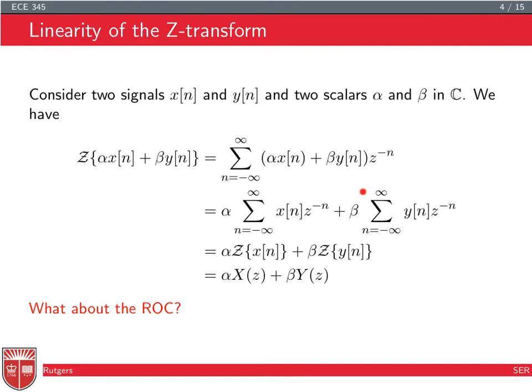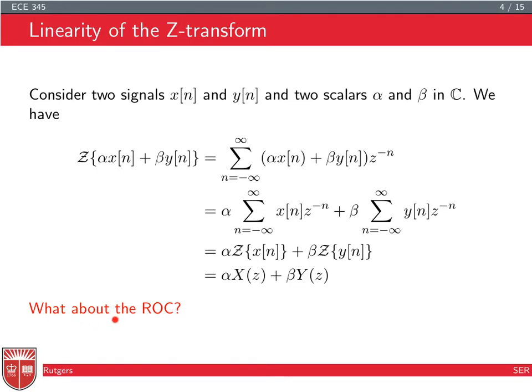Here I prove why the Z-transform is a linear function. It's basically a summation, so you can take the scalars alpha and beta outside of each sum, and split the sum. You get that the Z-transform of alpha x of n plus beta y of n is alpha times the Z-transform of x of n plus beta times the Z-transform of y of n. So the reason why the Z-transform is linear is immediate.